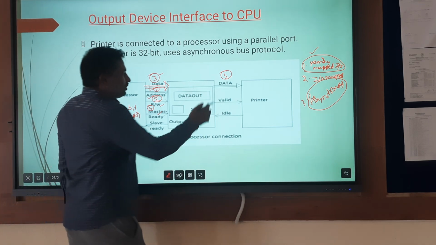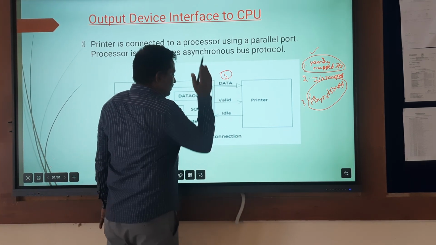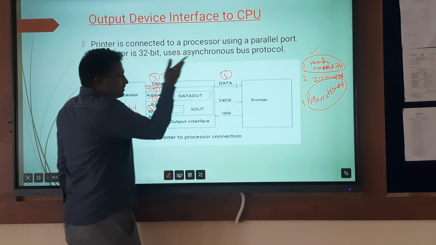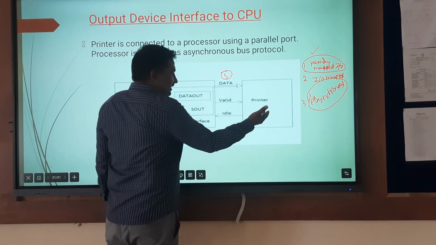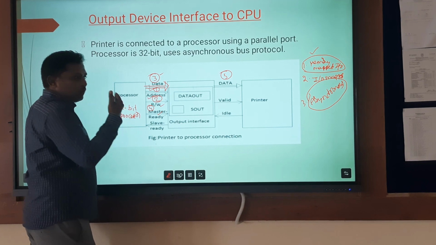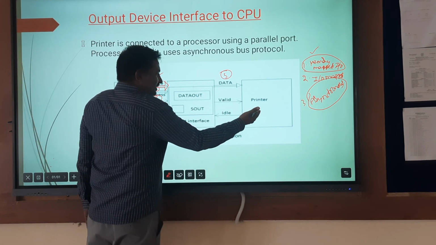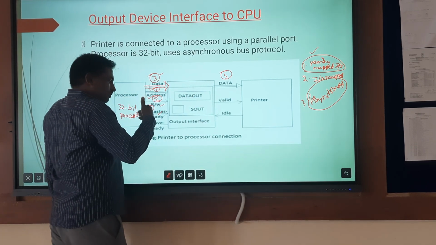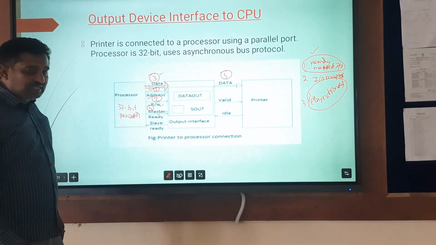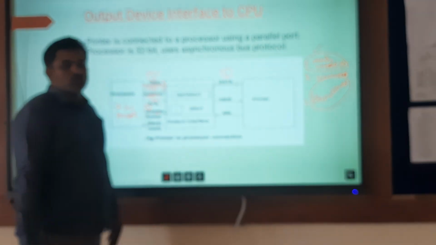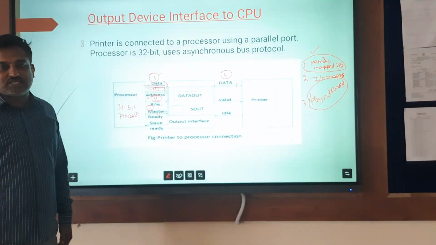So, see how the data will be coming from the data bus to here. We are not directly connecting the output devices to the processor. We are connecting the output devices to the processor with the help of an interface circuit. The interface circuit contains a number of registers.